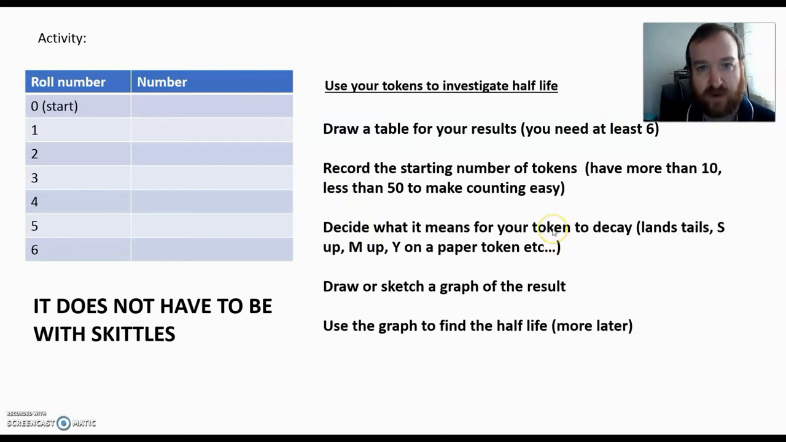Decide what it means for your token to decay. So if it's a Skittle and it lands S up, that can mean it decays. If it's a token and it's got a smiley face on one side and blank on the other side, when it's smiley face, it means it's decayed. So decide what it means for your token to decay. Record your results. Remember, you need to have the start number here. And then you want to sketch a graph of the result. And then we're going to use the graph to find the half-life.